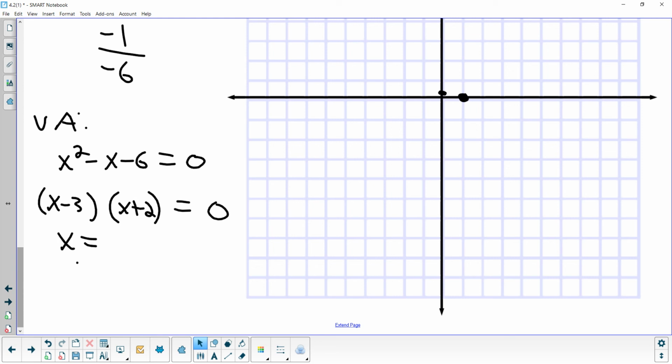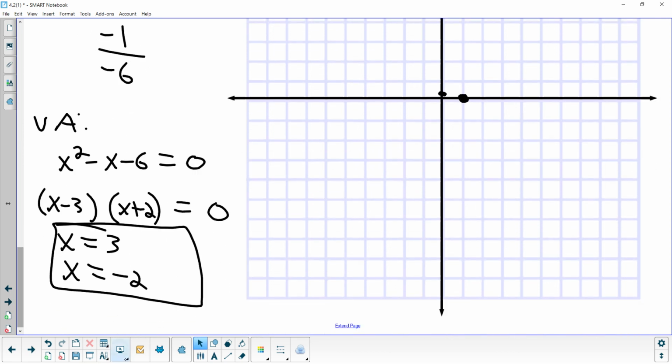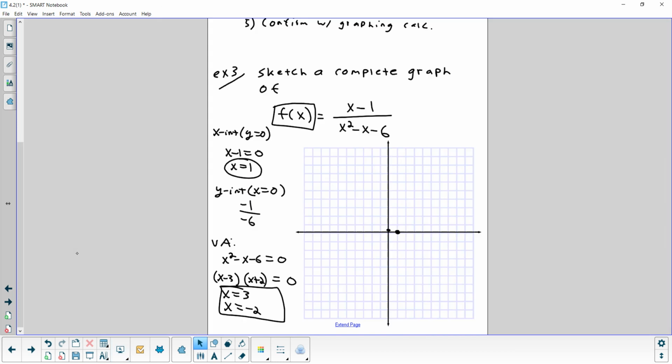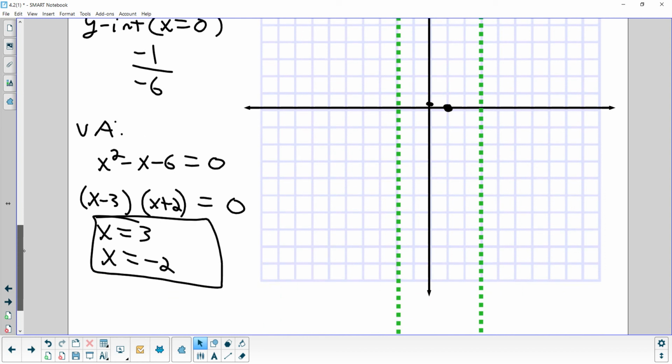So based on that, what are my two numbers that would make the denominator 0, which will be my vertical asymptotes? Yep. 3 and -2. Okay, so now what I want to do is sketch those on my graph. I'm going to put in a vertical asymptote at 3 and -2. So -2 right about there, and 3 right about there. Perfect. Okay, so I've got those.